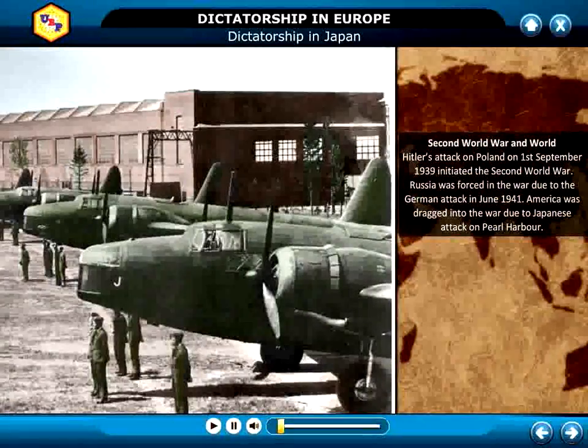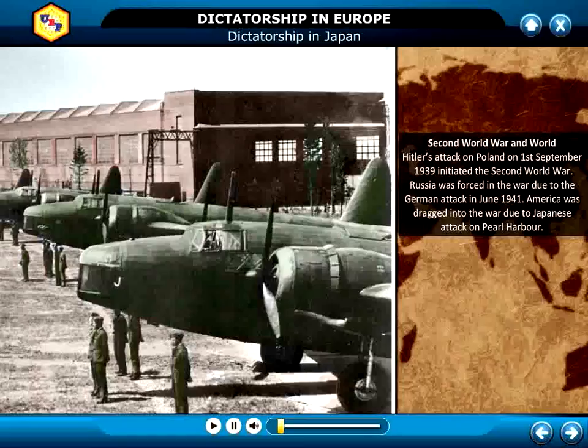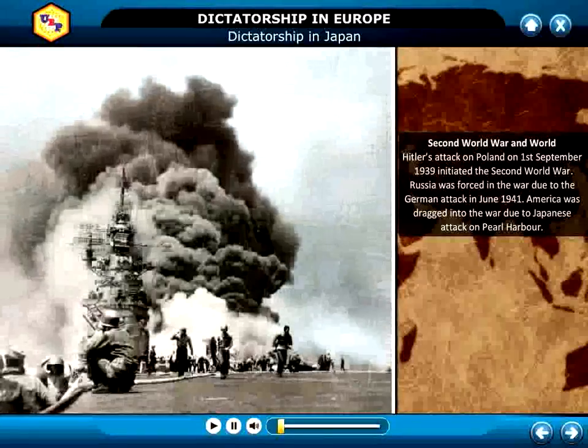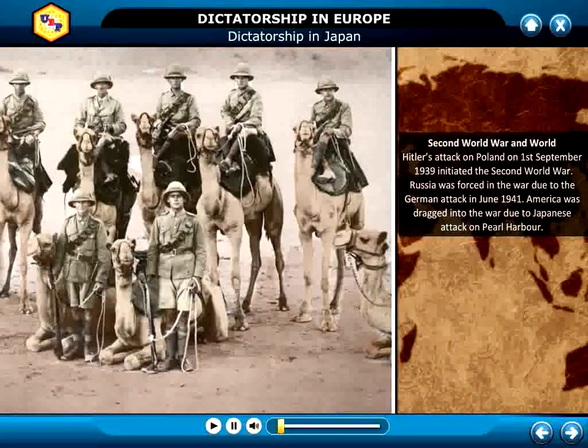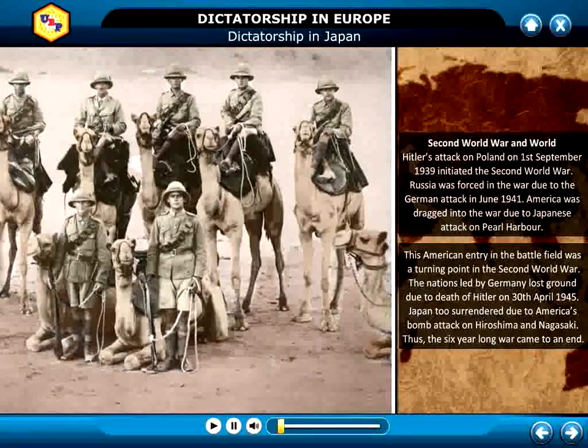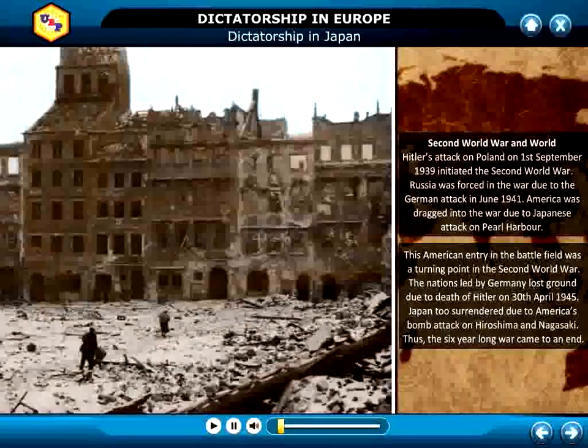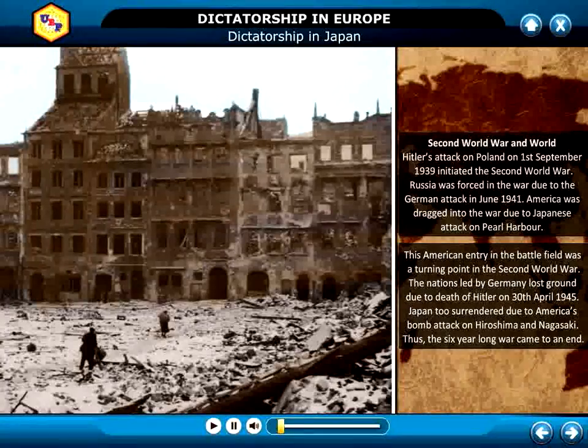Second World War and the world. Hitler's attack on Poland on 1st September 1939 initiated the Second World War. Russia was forced into the war due to the German attack in June 1941. America was dragged into the war due to the Japanese attack on Pearl Harbor. This American entry in the battlefield was a turning point in the Second World War. The nations led by Germany lost ground due to the death of Hitler on 30th April 1945. Japan too surrendered due to America's bomb attack on Hiroshima and Nagasaki. Thus, the 6-year-long war came to an end.